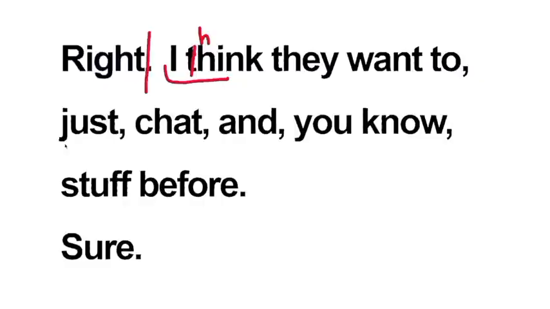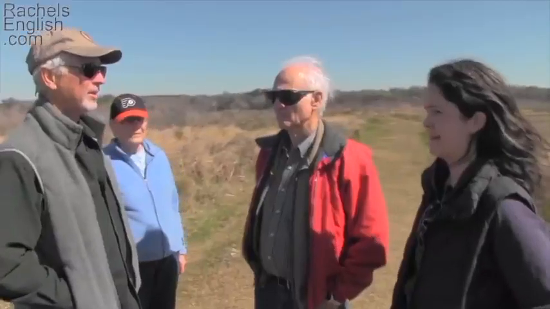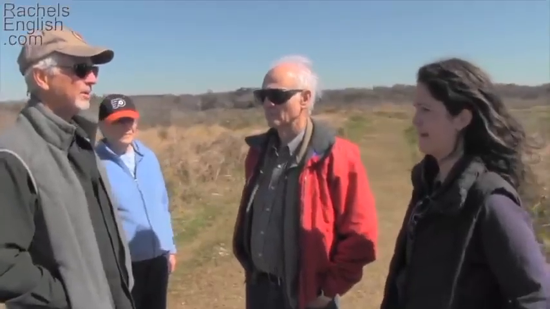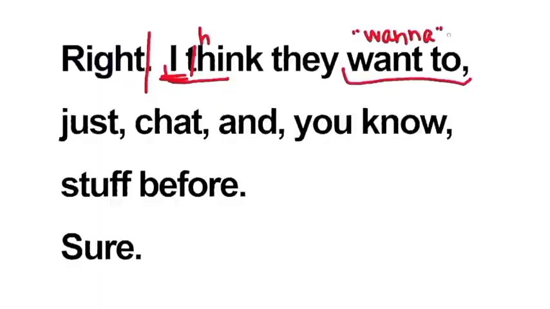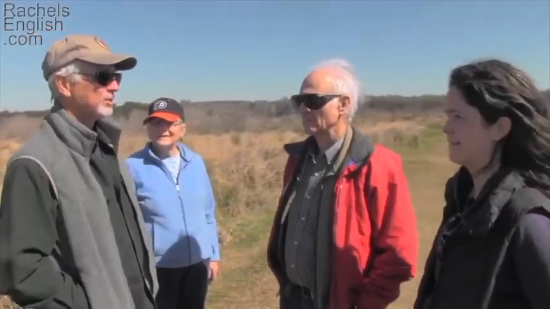I've noticed some native speakers do this with the TH in think. We use this phrase a lot, I think this, I think that. And it's not uncommon to hear the H sound instead of the TH. It's a funny little reduction that we do of a content word. I think they want to just chat. You probably noticed the wanna reduction here. Very common in American English.